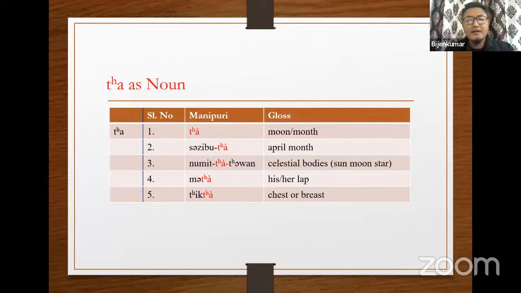Then matha, matha, ma is the pronominal marker for third person. So in this construction, it gives the meaning of his or her left. And again, tha can give the meaning of face as well as breast. Now, what we are showing here is a sample of this type of construction. We have more examples in this way, tha as a noun in Manipuri.